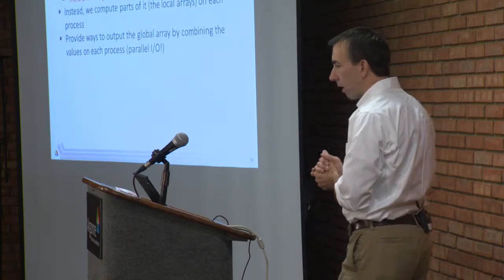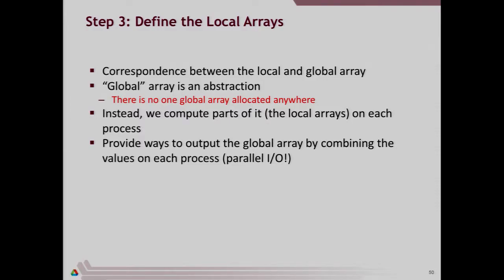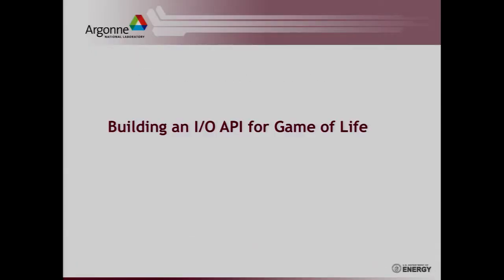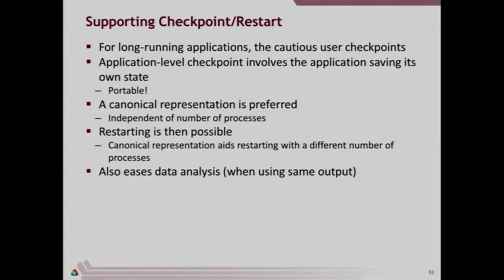Okay, so probably obvious, there's not going to be a single global array allocated anywhere. Instead, each of our processes will allocate space for their local arrays. We'll perform the computation in parallel. And our goal during our checkpoint and restart will be to interact with the storage system using the logical global array so that we don't have to think about how many processes we ran the original code on and things like that. And this will be clear in just a minute. Okay, so we've already talked about these boundary regions, so let's get on to building an API.